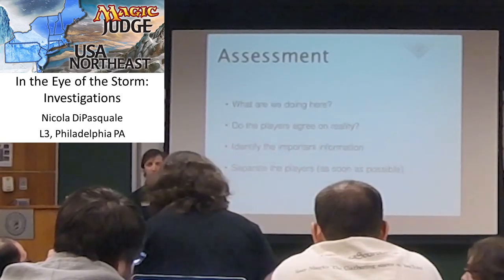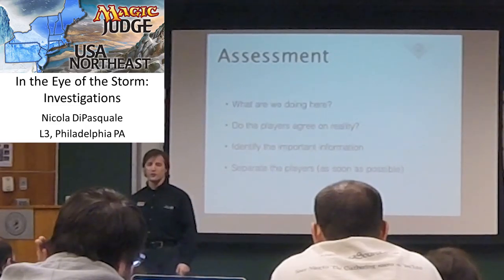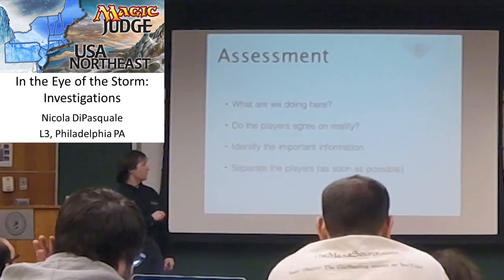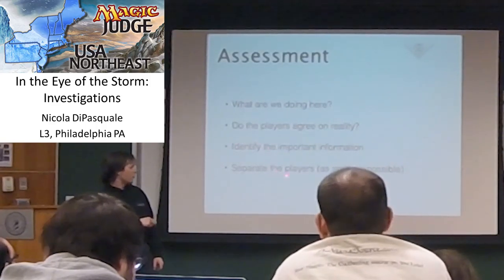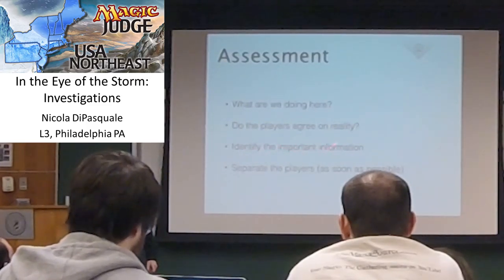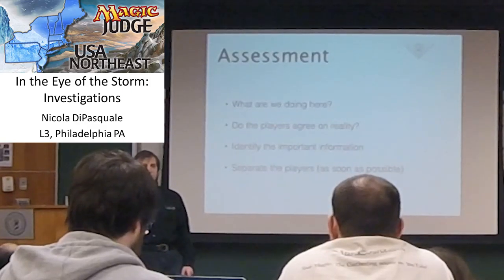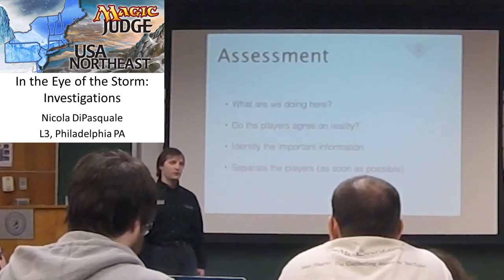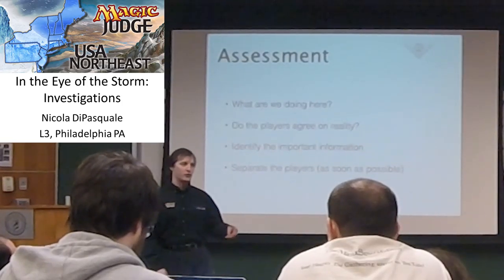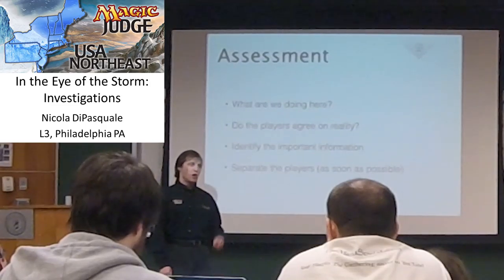And then, once you understand what their stories are, you're going to see, do they match up or not, right? And it's going to be real obvious. And a lot of times, you're going to know almost immediately whether these players are not agreeing on reality or not. And so that actually leads to my fourth point, which we'll talk about in just a second. But what we want to do, once we have their stories, is we want to identify the important information, right?